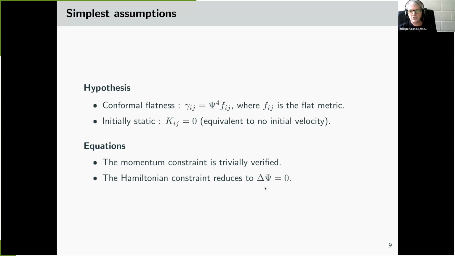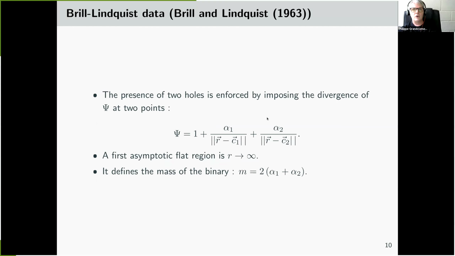Anyway, we must solve this equation. It's very simple. The trick now is how can I be sure that this spacetime, the solution, will contain two black holes? One of the possibilities was proposed by Brill and Lindquist in 63, and this is done by demanding that psi diverges at 2 points of your spacetime.